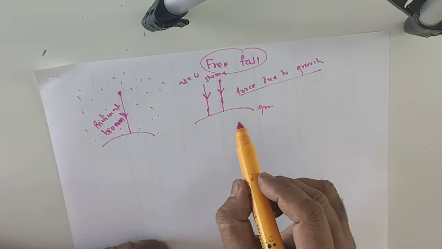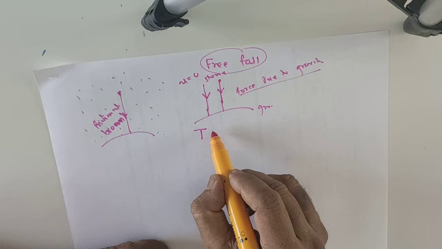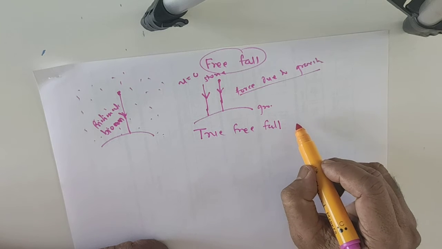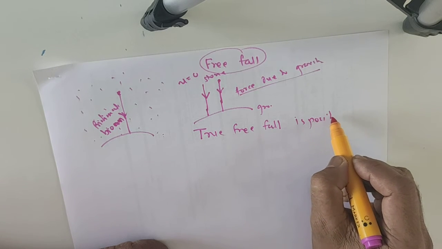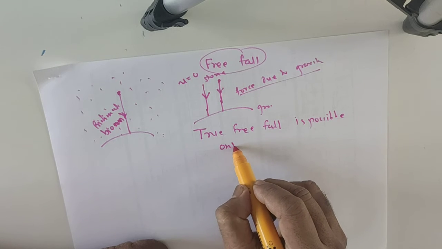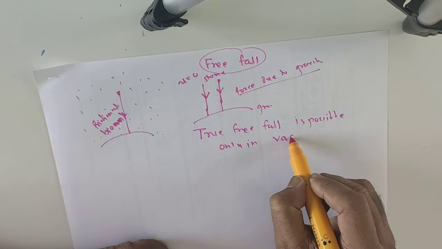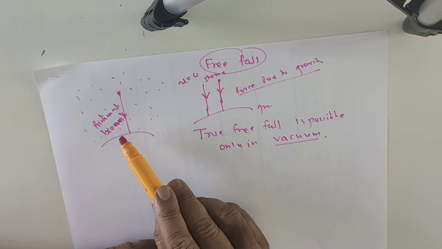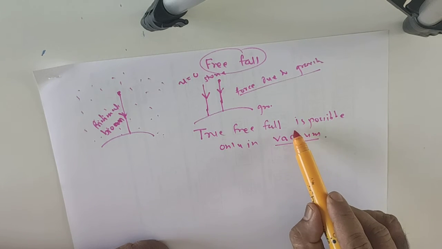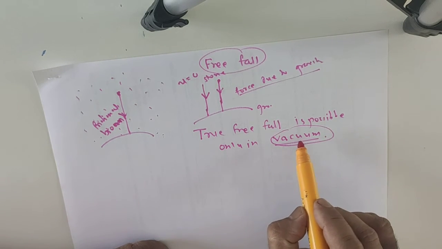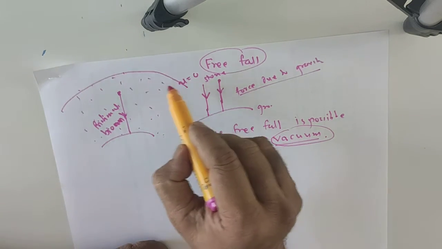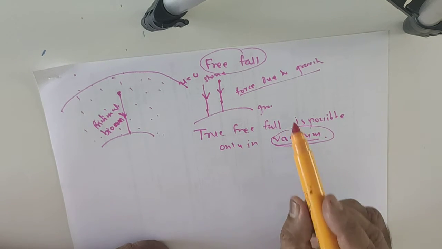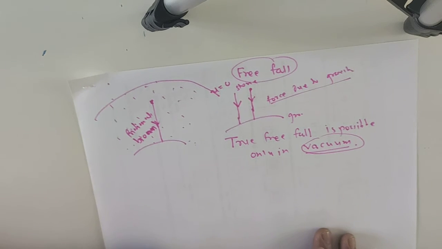Therefore, we say that true free fall is possible only in vacuum. If there is no air, no frictional force, no buoyant force, it means it appears only in space. Free fall is possible only in vacuum.